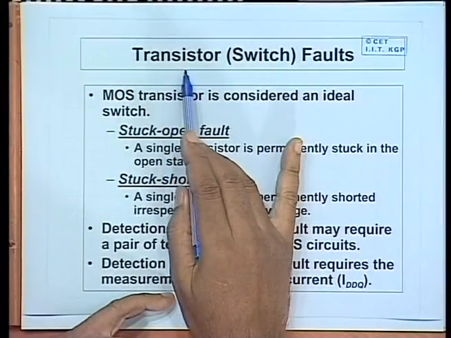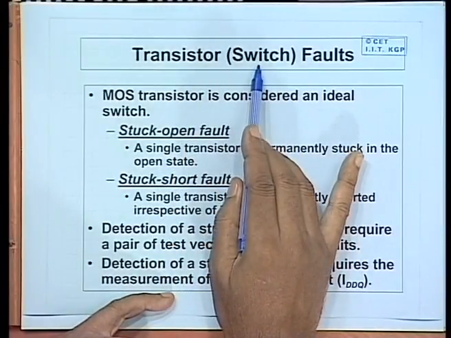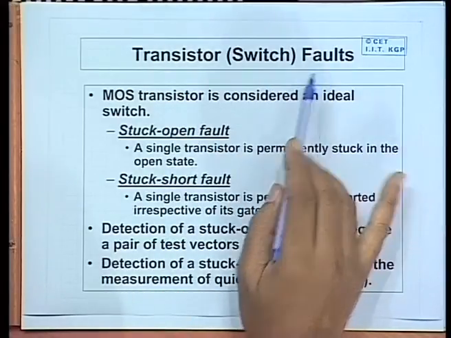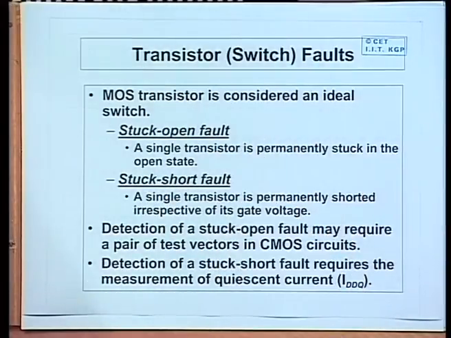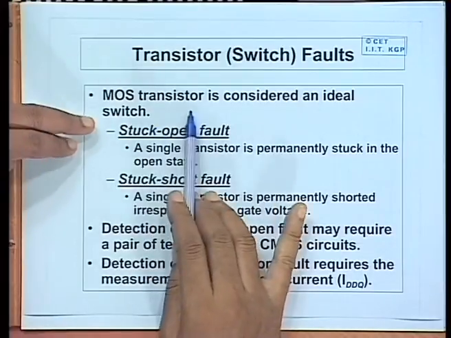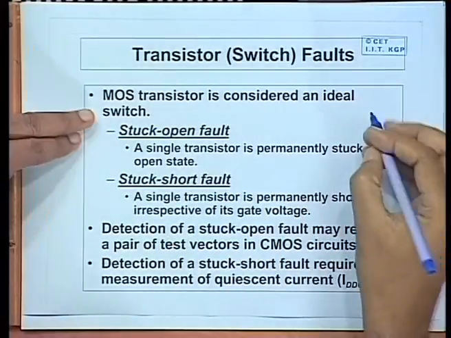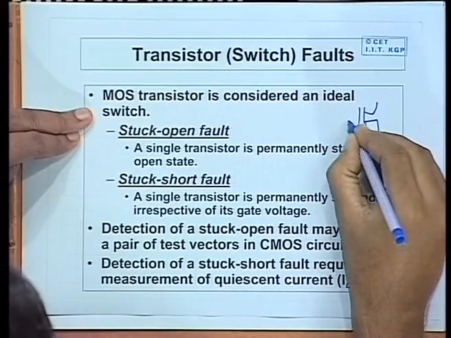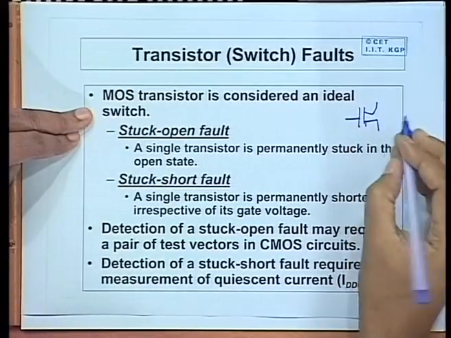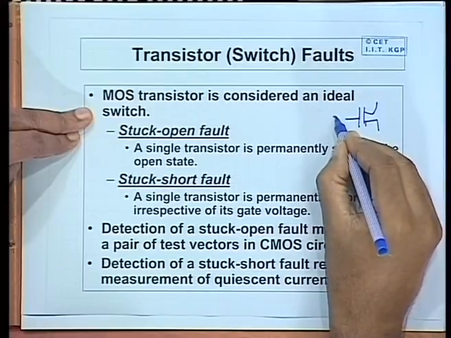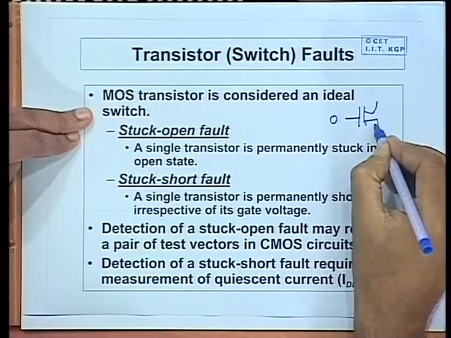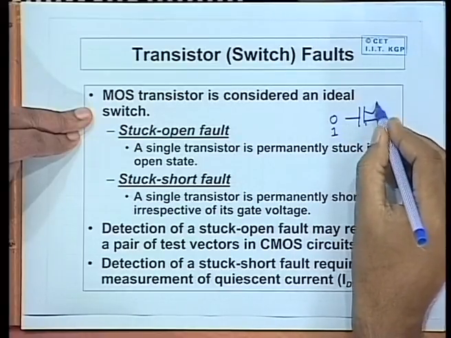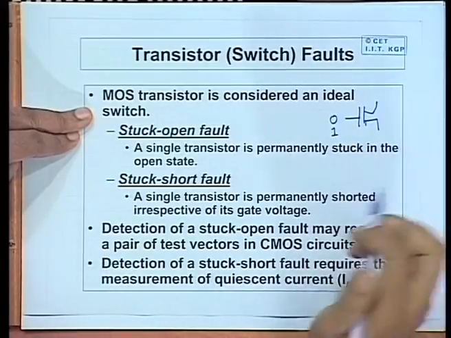See, a transistor is sometimes also called a switch, an ideal switch. That is why these transistor faults are sometimes also called the switch level fault models. MOS transistor is considered as an ideal switch. Ideal switch in the sense that if you have a MOS transistor like this controlled by the gate, if it is NMOS, if the gate is at logic 0, I say that the switch is off. If the gate is at logic 1, I say the switch is on, it is conducting. It is just like an ideal switch.